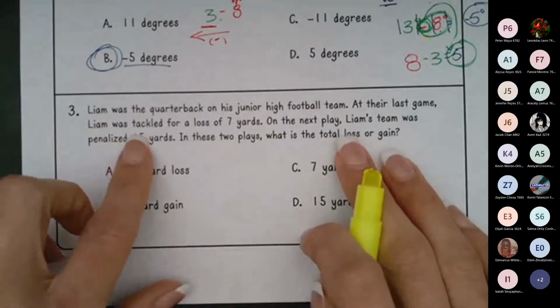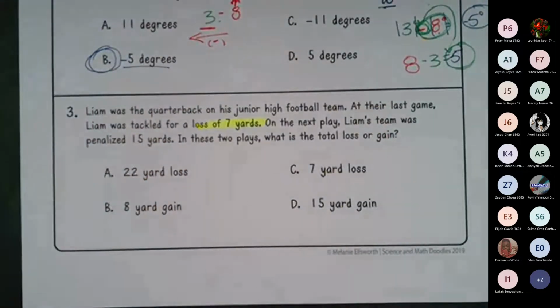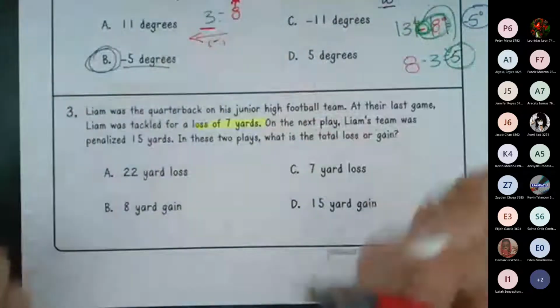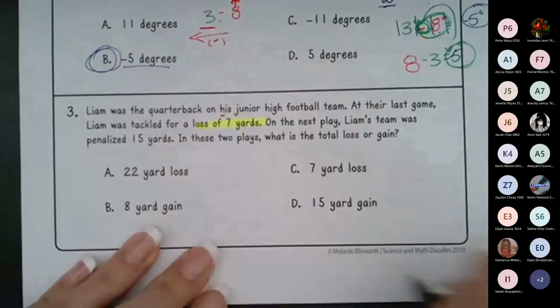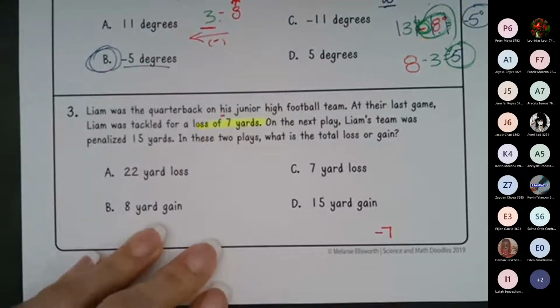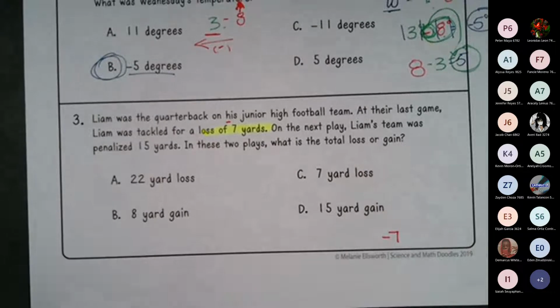But now for question number 3, I have Liam was the quarterback on his junior high football team. At their last game, Liam was tackled for a loss of 7 yards, right? When you lose something, when it gets taken away from you, you have negative. So I have -7.